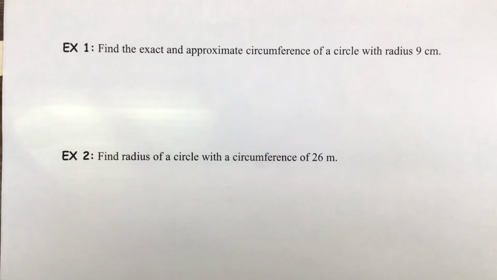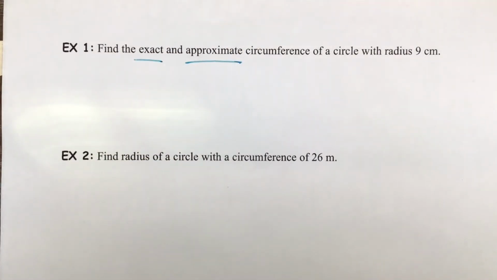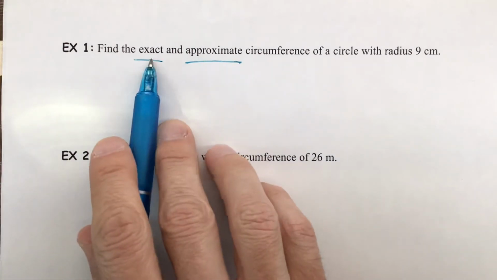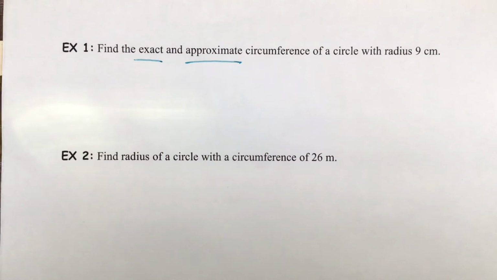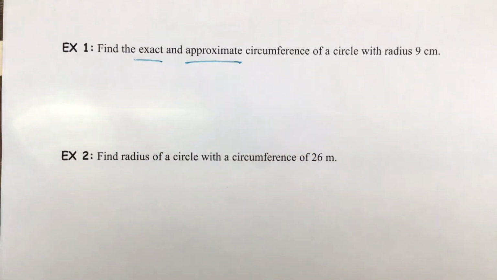Example 1, find the exact and approximate circumference of a circle with a radius of 9 centimeters. All right, so exact and also approximate. The thing is that our formula involves pi. So if you leave things in terms of pi, you get the exact answer. If you actually multiply by pi and then you round off the answer, that becomes the approximate answer.